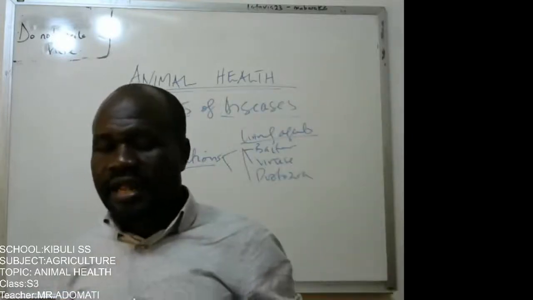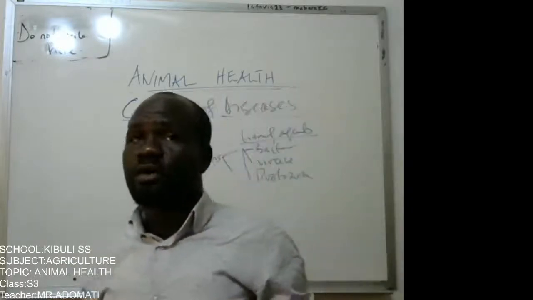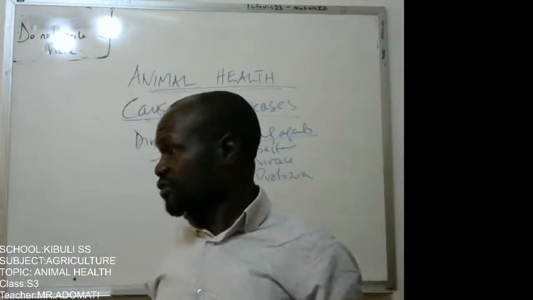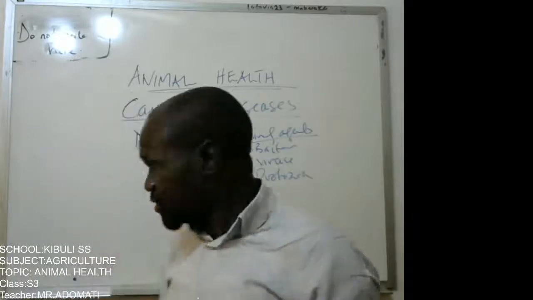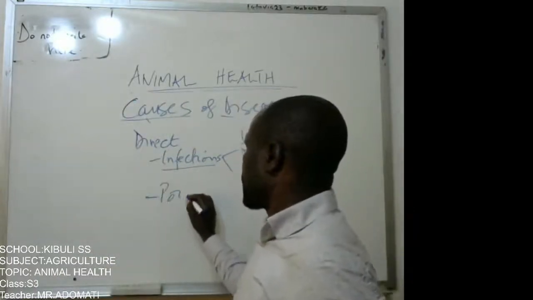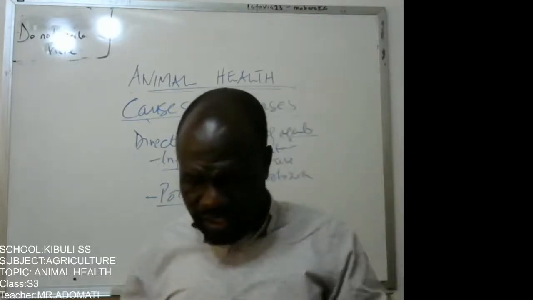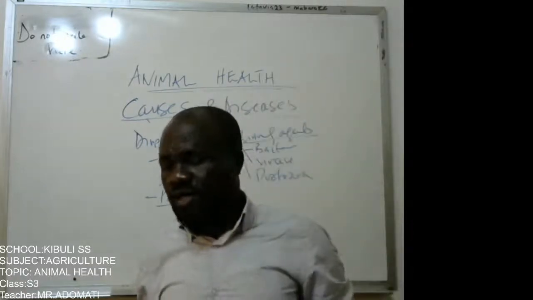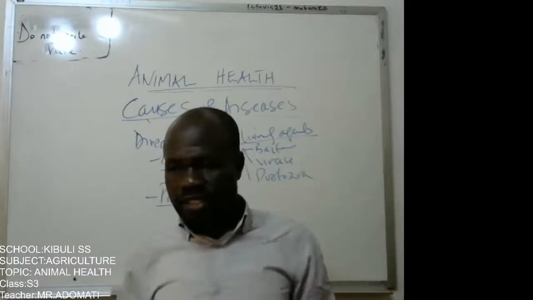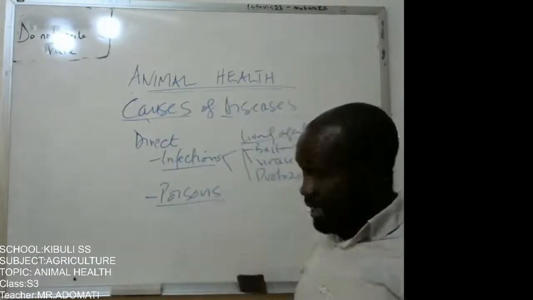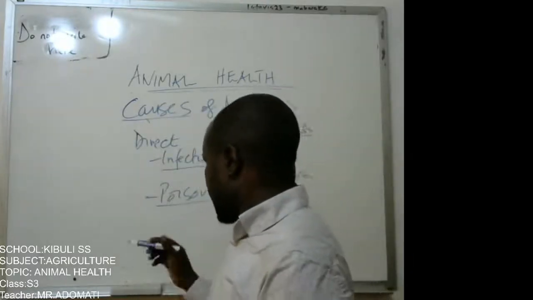Okay. Then what do they do? Once an animal has an infection, its body will not function normally, and once the body does not function normally, then we say the animal has disease or the animal is diseased. Then the second one are the poisons. Poisons can cause disease. I think you know what a poison is. In simple terms, you can say a poison is any substance that has the ability of destroying life. Once you take it, life can be destroyed. We call that one a poison. Okay? It's another direct cause of disease.